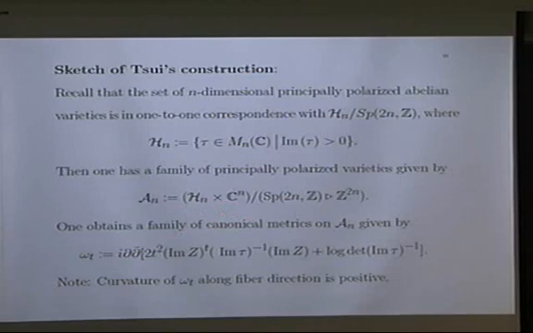So here you have this Z^{2n}. So this is a family of abelian varieties over a quotient of H_n.